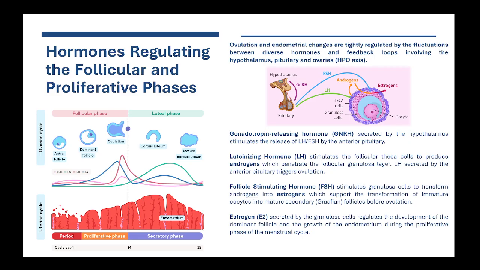The estrogens secreted by the granulosa cells will support the transformation of the immature oocyte into a mature secondary follicle, also called Graafian follicle, until the ovulation. This estrogen will also influence the endometrium and support the growth of the endometrium during the proliferative phase.